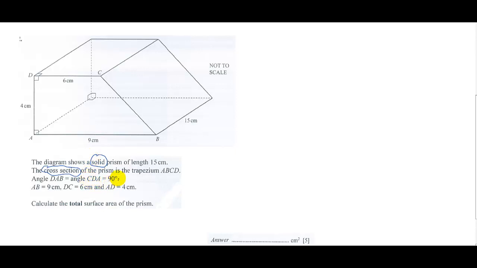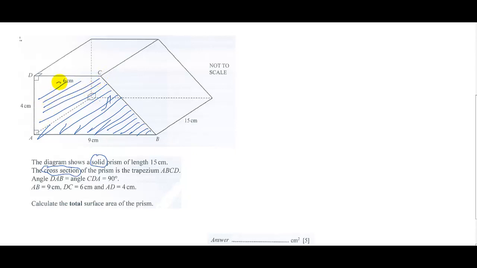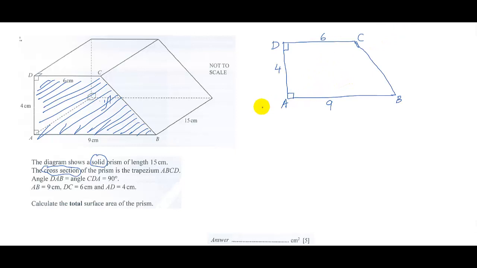The cross section of the prism is a trapezium, and this is the cross section, the base of the prism. It is mentioned in the question. So this is the base of the prism, and the shape of the base is a trapezium. Let me draw this cross section, the base, separately. I have drawn it separately, and it is a trapezium.